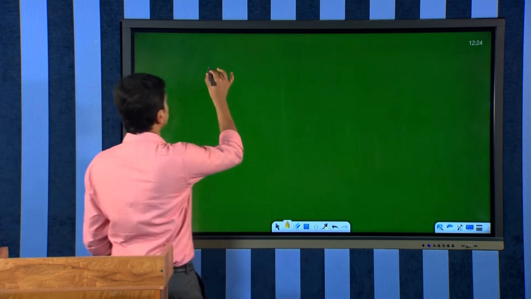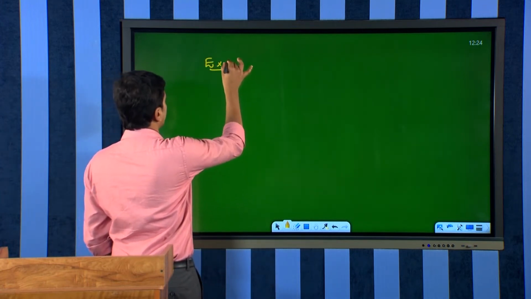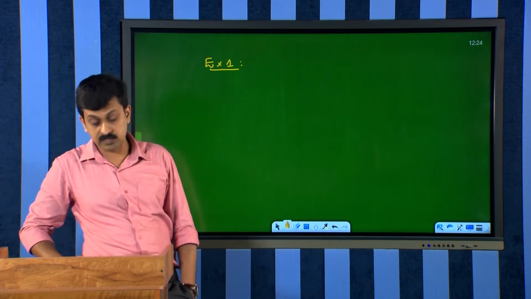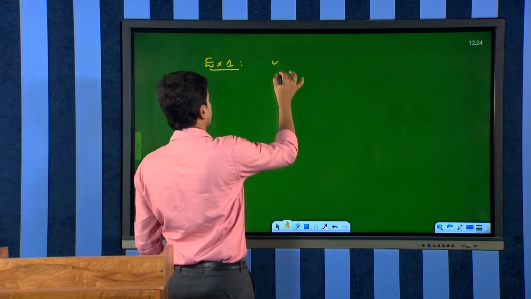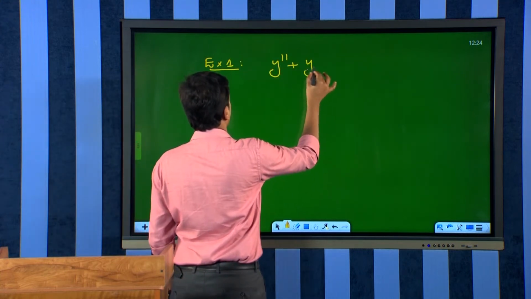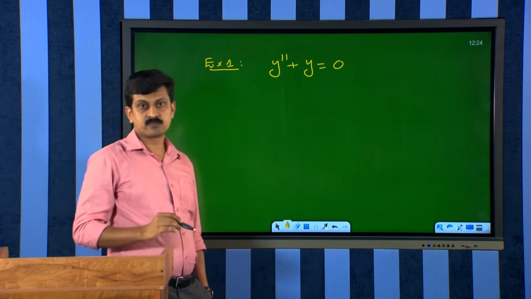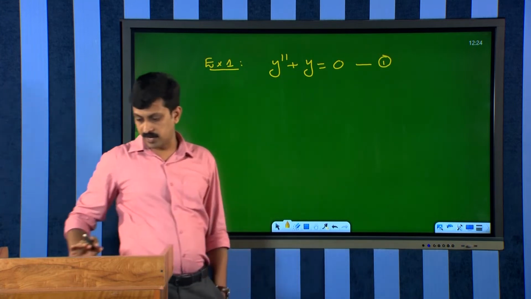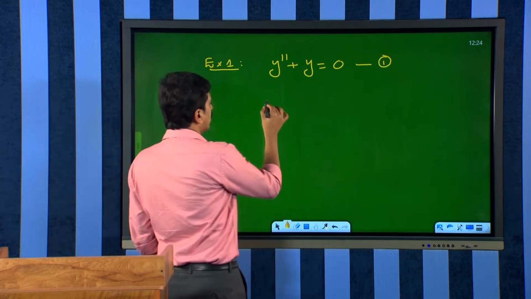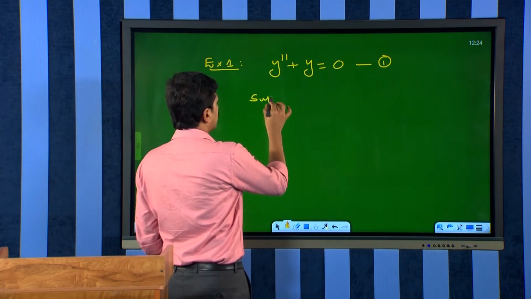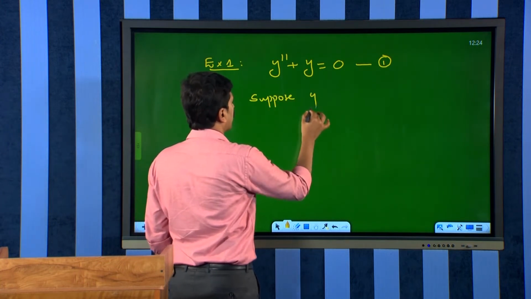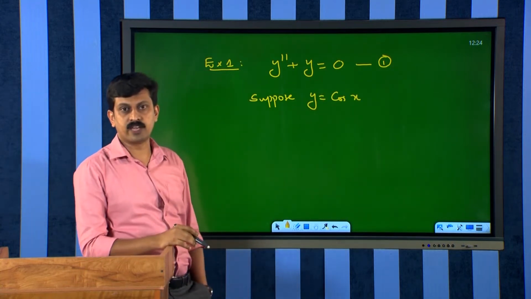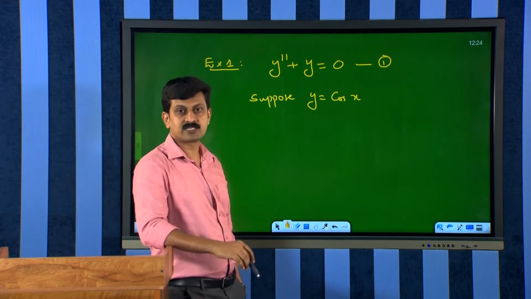See, my dear students, in example 1, maybe we discussed it, we have a simple differential equation y double dash plus y is equal to 0. I would like to put this as differential equation 1. Suppose y is equal to cos x. Y is equal to cos x.